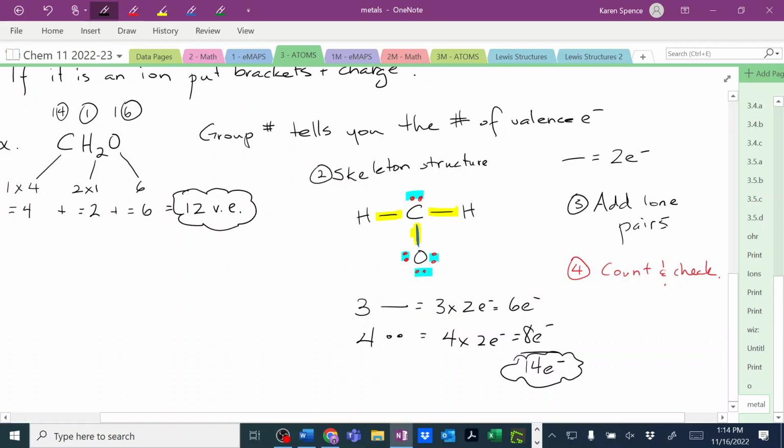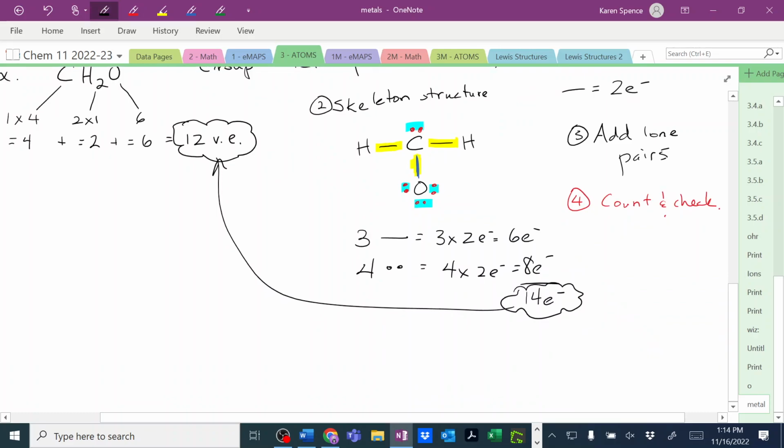Are these the same? They are not the same. I have 1 pair of electrons too many. And if I have 1 pair too many, that means I'm going to need to erase 1 pair and form 1 multiple bond.